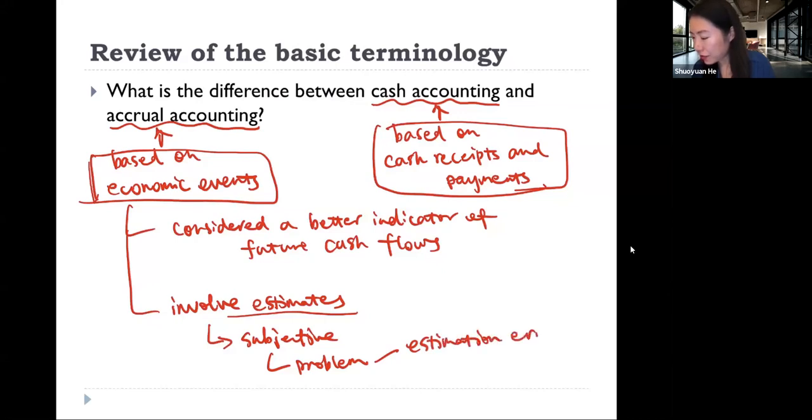So that is estimation error. And the second one is firms may intentionally manipulate it, so it may be subject to management manipulation. And by manipulating those estimates, the firm may eventually be able to manipulate the firm's earnings. So, subject to management manipulation.